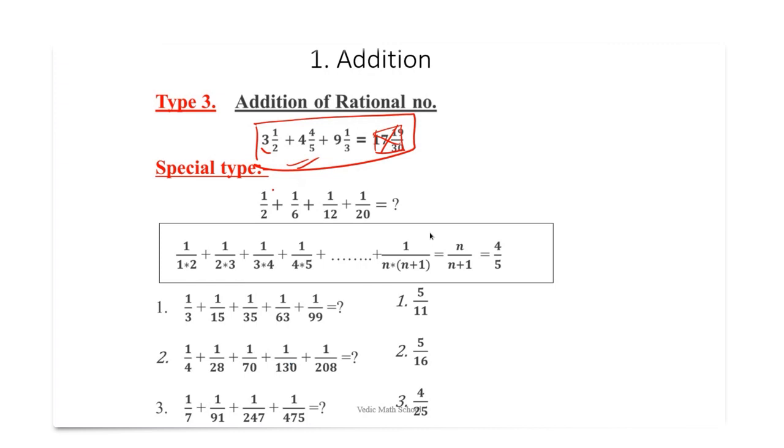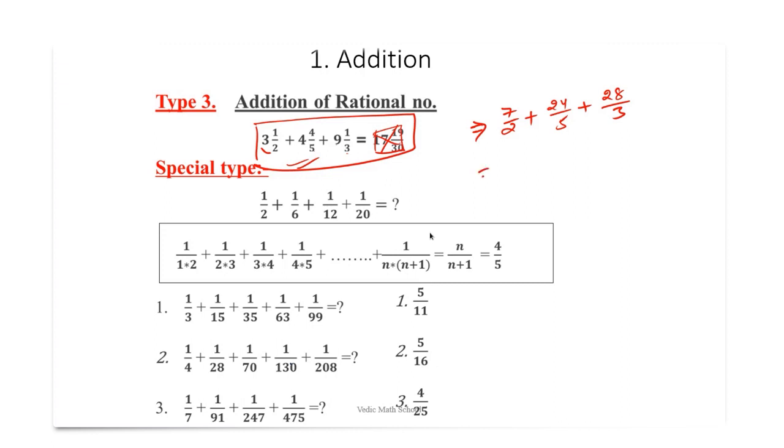we will break this number. So 3 twos are 6 plus 1 is 7 by 2, then plus 4 into 5 is 20 plus 4, 24 upon 5, and then plus 9 threes are 27 plus 1, 28 upon 2. This is the general process which we already know from class 5.